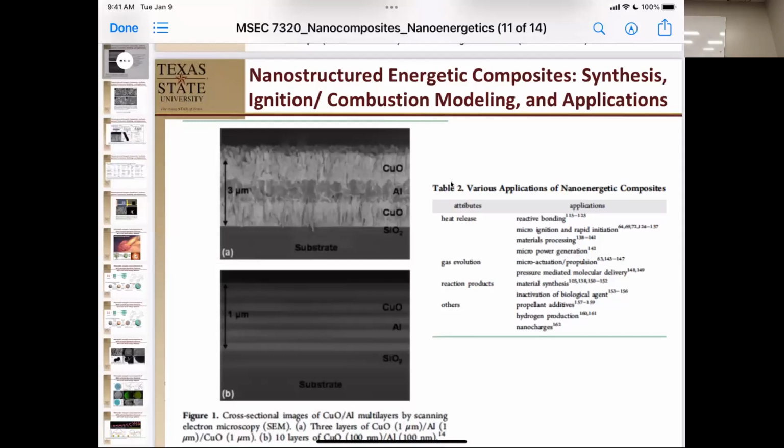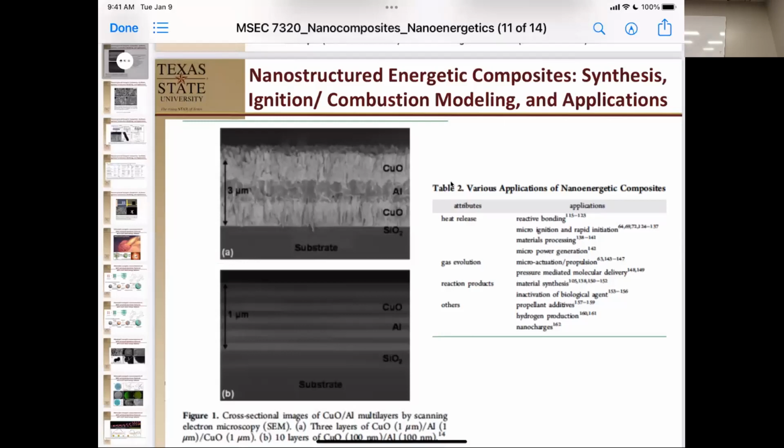Yeah, so I did something that I found really weird. Reaction products, material synthesis. Think about it. We're making a bunch of really finely divided nano aluminum in there, and it's probably amorphous because it doesn't have time to crystallize. So you can do it for that.